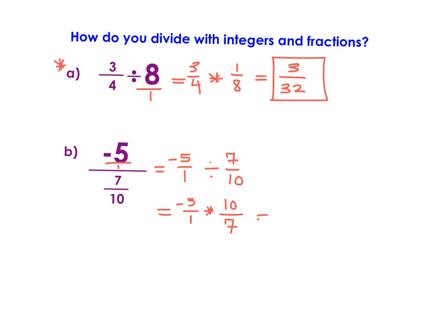Then from here, I'm noticing a negative times a positive, so my result will be negative. My numerator is 5 times 10, which is 50, and my denominator is 1 times 7, which is 7. And then if I look there, they have no common factors, so that is my fully simplified answer.